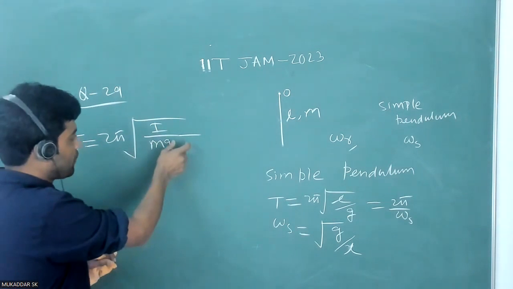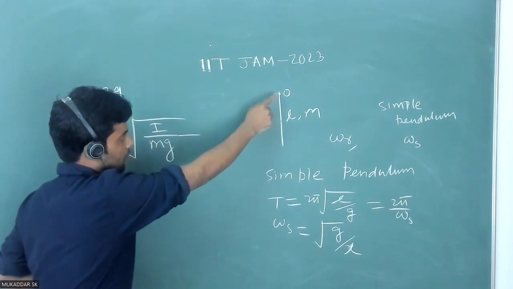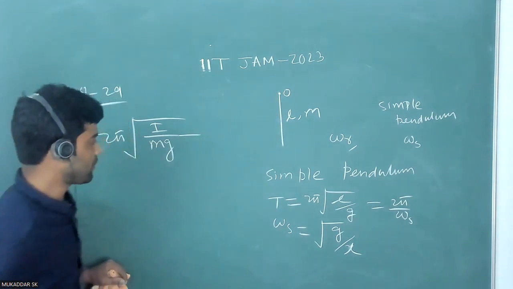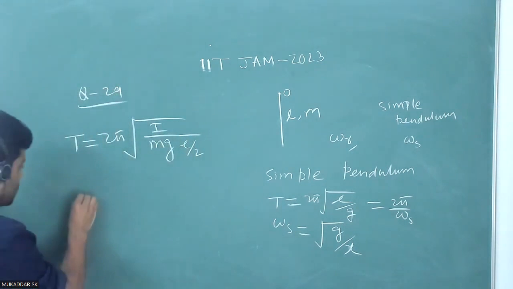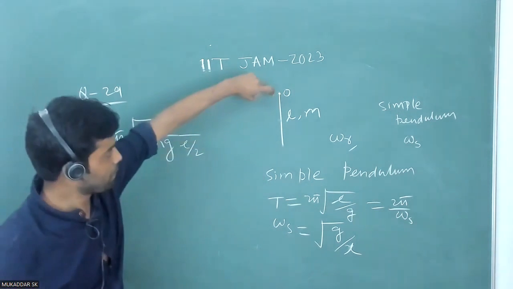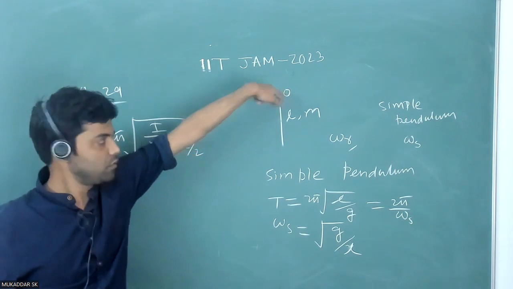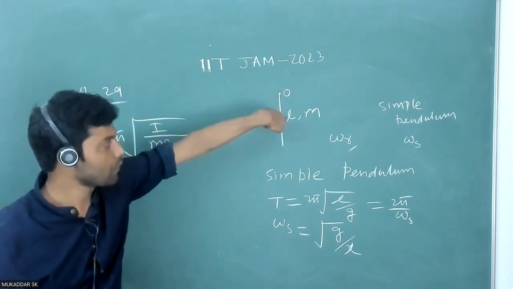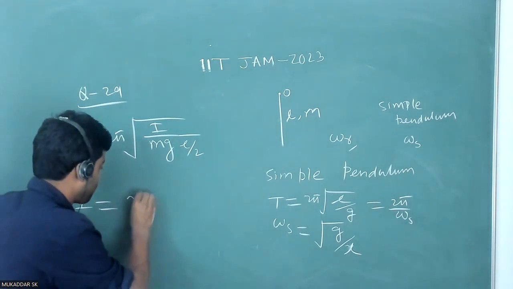So the length you have to take here is the distance from the center of gravity to the point of suspension, so obviously it will be L by 2. Now I have to calculate that I. Moment of inertia I is the moment of inertia about the axis of the point of suspension. About the center, we know that it will be mL square by 12.